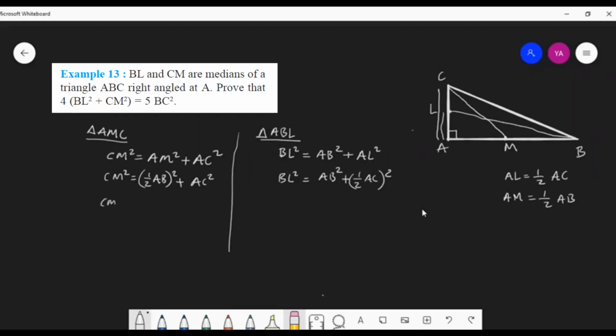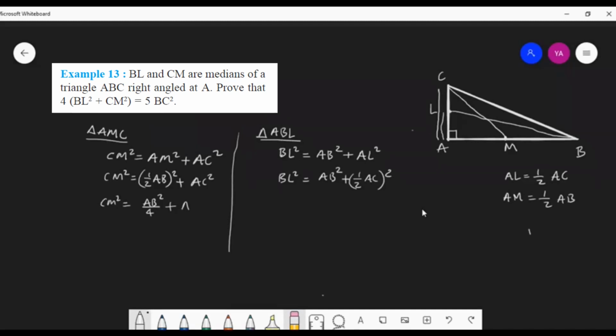Okay, so CM square is equal to half AB square. What will come? One by four AB square will come, or in other terms, we can say AB square by 4. Half AB means AB by 2, so give the square for numerator and denominator separately. So AB square by 4 will come, plus... how will AB square by 4 come?